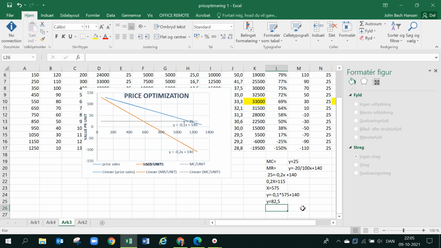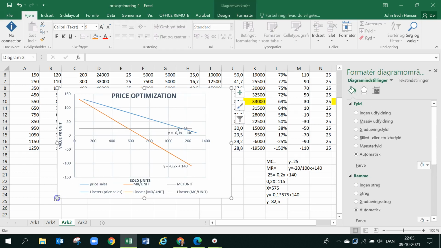So now in the mathematical solution I have found that, in theory, the best price is to go out with 82.5 and expect a sale of 87.5. But of course, this is theory, but it's a technical way of finding the best price in a market. So now we have 3 different solution methods.